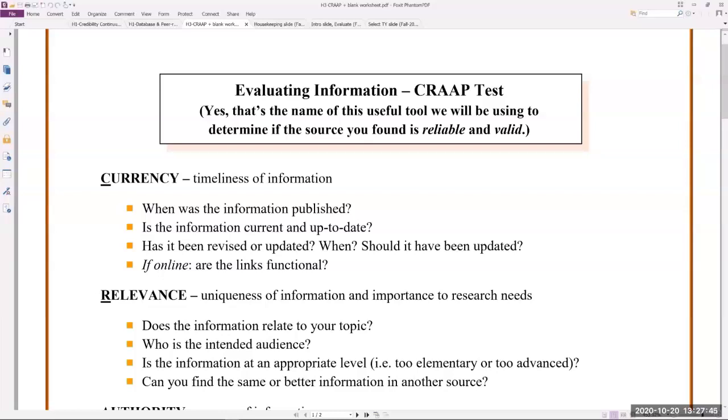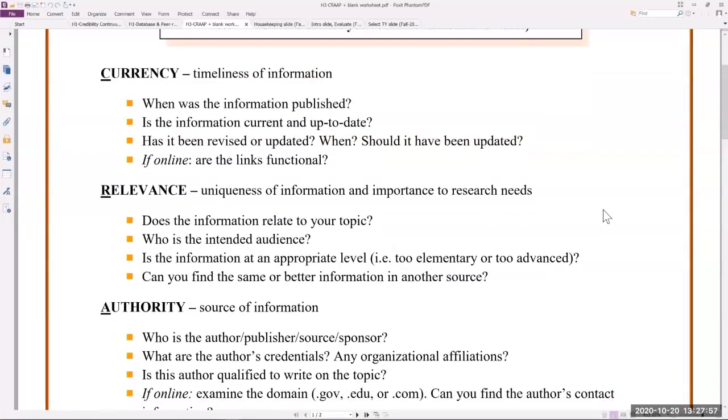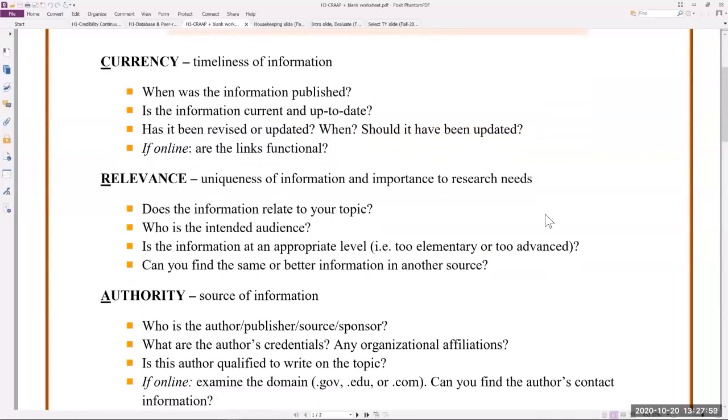There are 5 areas. CRAAP stands for currency, relevancy, authority, accuracy, and purpose. And this particular handout on the back side is a blank one of these that you can put some answers to. All the questions listed here may not apply to the sources that you are evaluating. It's all about context. What is the requirement of the assignment? What type of resources are you required to use? What is the subject of your assignment?